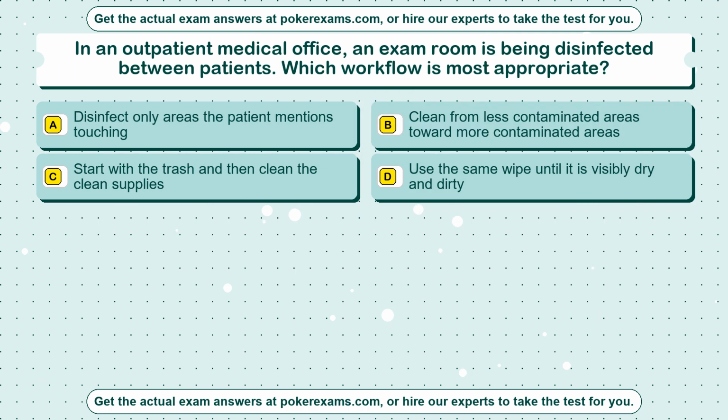Question 19. In an outpatient medical office, an exam room is being disinfected between patients. Which workflow is most appropriate? Option A. Disinfect only areas the patient mentions touching. Option B. Clean from less contaminated areas toward more contaminated areas. Option C. Start with the trash and then clean the clean supplies. Option D. Use the same wipe until it is visibly dry and dirty.